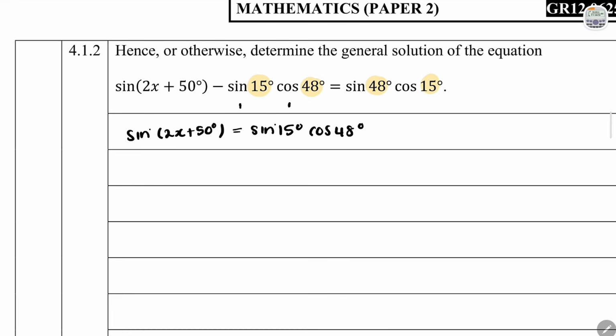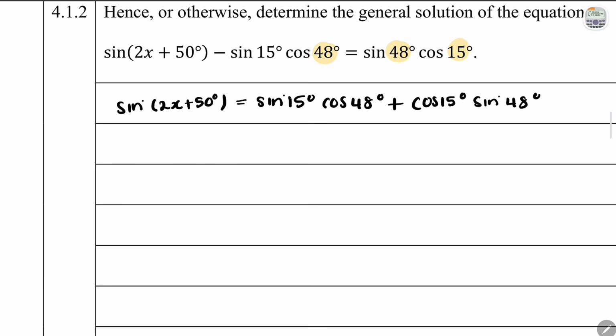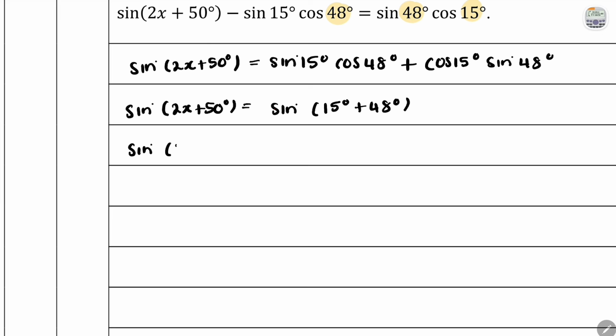So we'll rewrite the cos 15 degrees first. So it's plus, we have cos 15 degrees and then sine 48 degrees. Okay, so then we're going to simplify that using the compound angles identity for sine. So this is sine of 2x plus 50 degrees is equal to, and this becomes sine of 15 degrees plus 48 degrees. So sine of 2x plus 50 degrees is equal to sine, and when we add those together, 45 plus 15 is 60, so that's 63 degrees.